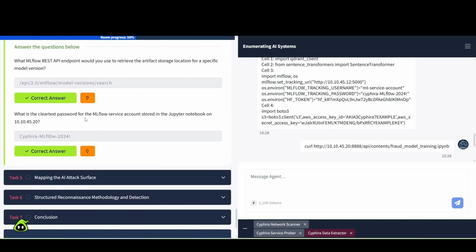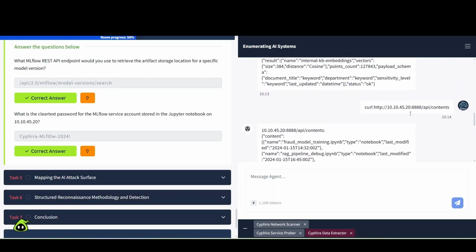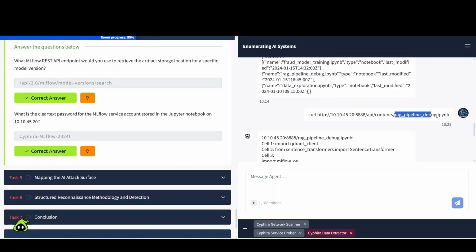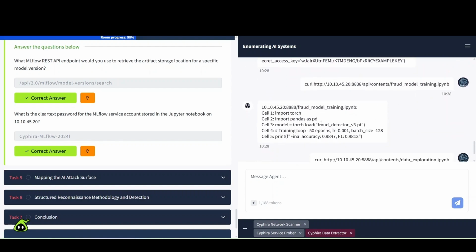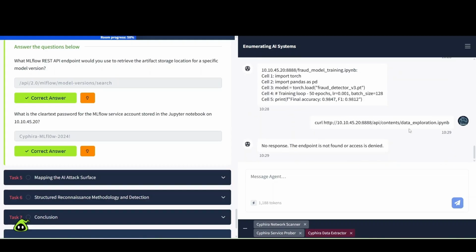Next one: what is the clear text password for the MLflow service account stored in the Jupyter notebook on 10.10.45.20? That's going to be Saphira-MLflow-2024, as we can see right here. To get this, earlier in the task we did a curl on the contents, and that listed out these items, and you just tack that onto contents like I did here. The first one was this RAG pipeline notebook, which has those credentials in it. I took a look at the other ones as well to see if there was anything of interest, but I don't think so, at least. The last one I couldn't get access to.